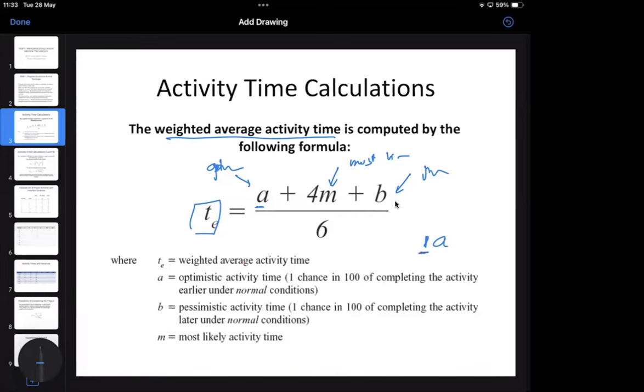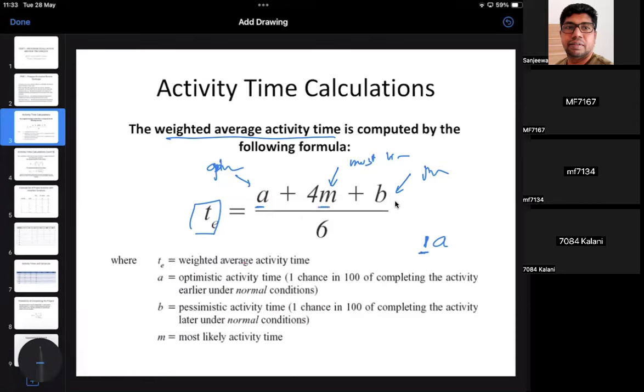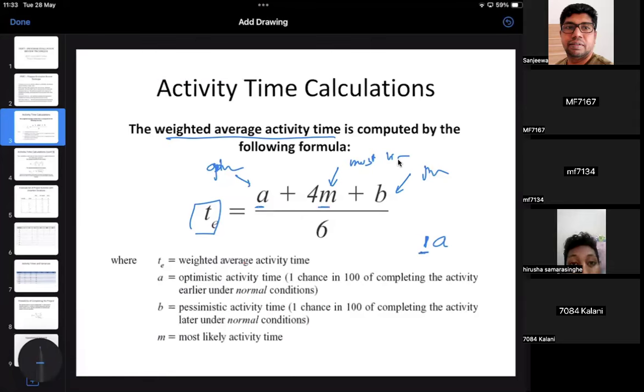Then the most likely time. What is the coefficient of M?